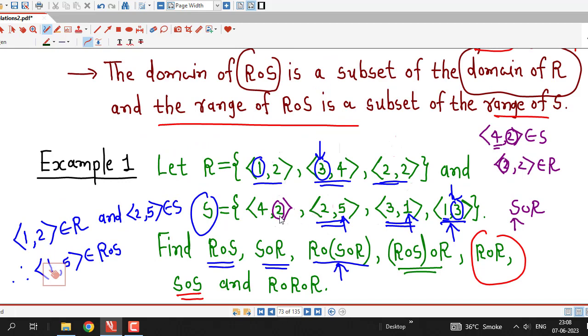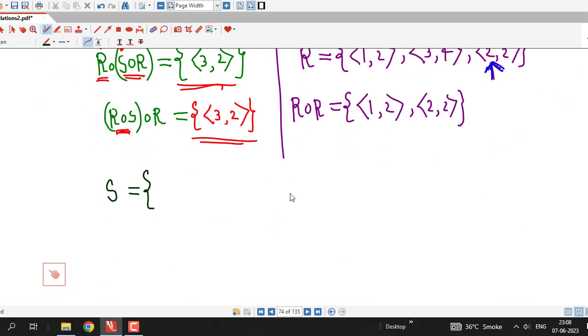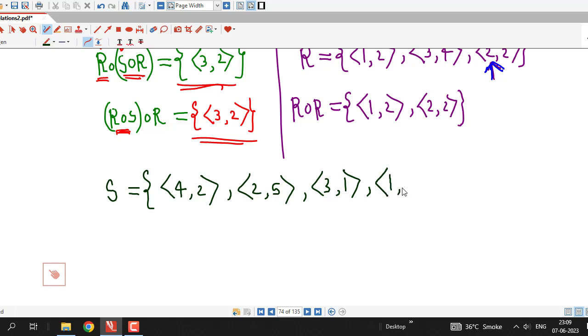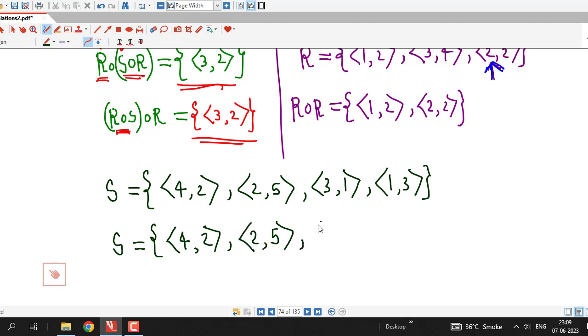S has 4 ordered pairs: (4,2), (2,5), (3,1) and (1,3). And I have to find S composite S. Therefore I am writing relation S again so that I can easily decide the composition of S with itself.